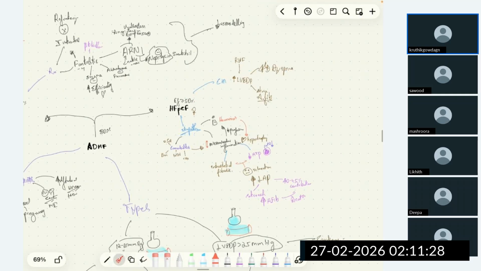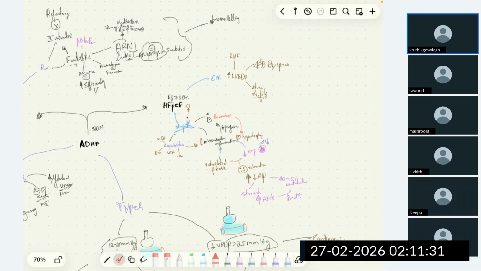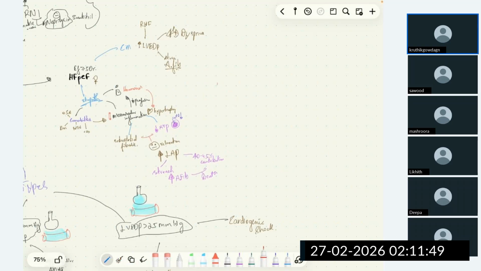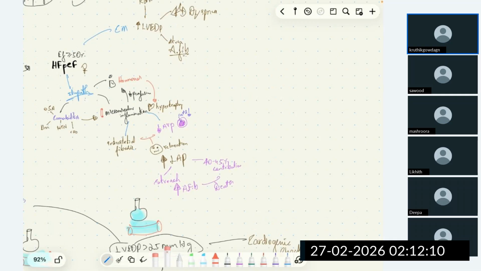What is the pathophysiology of heart failure with preserved ejection fraction? It is most commonly seen in patients who have comorbidities like obstructive sleep apnea, diabetes, hypertension, and chronic kidney disease. Now, what do these comorbidities lead on to? These comorbidities will lead on to the inflammation of microscopic vessels inside the myocardium. Please note, it's not the inflammation of coronary vessels, which are the big arteries. It's the inflammation of microvascular structures.